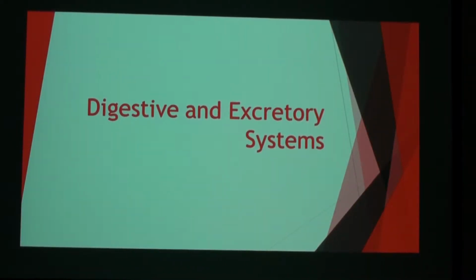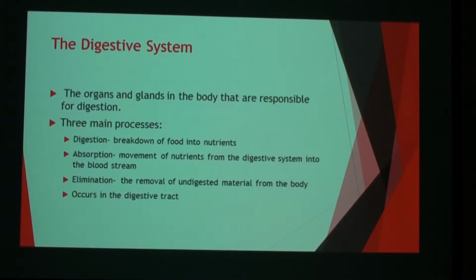Digestive and excretory systems. First, we're going to start with the digestive system. The digestive system is the organs and glands in the body that are responsible for digestion.